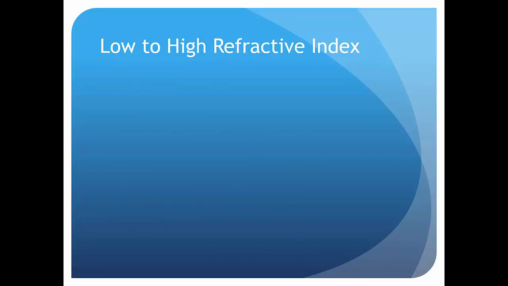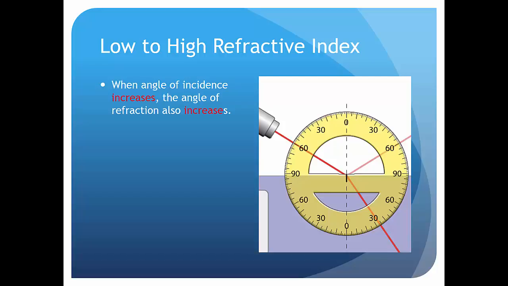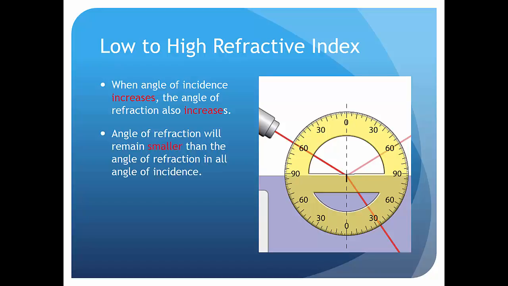So from a low to high refractive index, when the angle of incidence increases, the angle of refraction also increases. In this case, when the angle of incidence is increased from 30 to 60, you find that the angle of refraction was increased from 18 to roughly about 34. However, the angle of refraction will always still remain smaller than the angle of incidence.